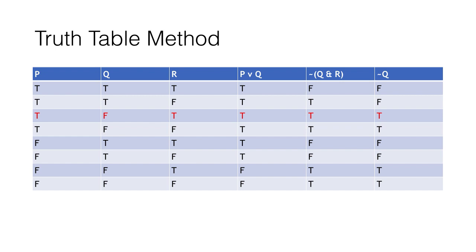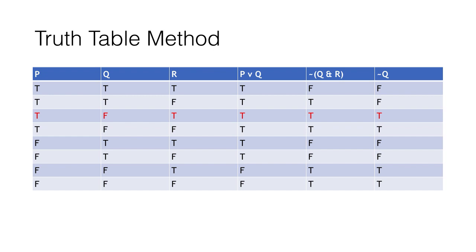This third line, R is true, P or Q is true, not Q and R is true, and not Q is true, right? P is also true. Only possibility where all the premises are true and P is true as well. So when you do this truth table method, just look at every possible line where the premises are true and then look at the letter that's the conclusion and see if it's true as well. If on every single line where the premises are true, the conclusion's true as well, then it's a valid argument.